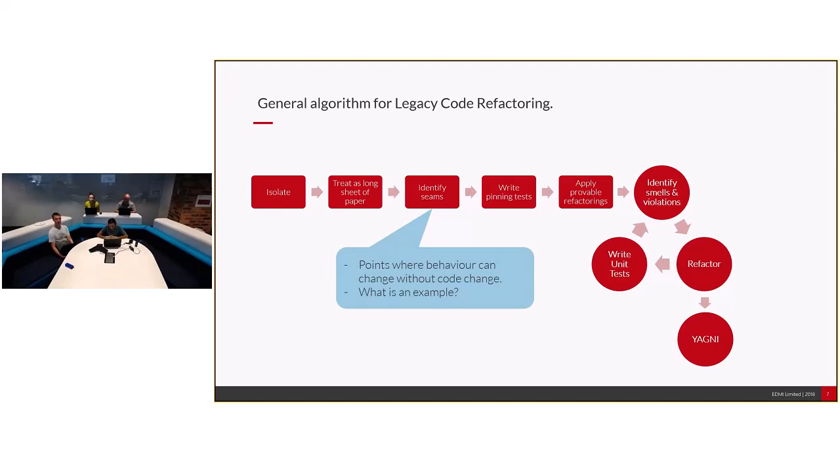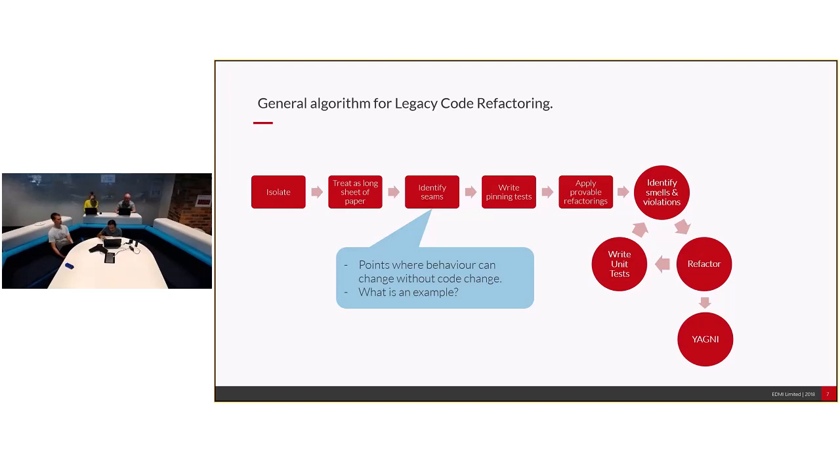These are points where behavior can change without code change. What would be an example of this? We do it every day. Any takers? This is typically the place where we call into an external system or an external library, for example through an interface. And this is the point where you can supply an alternate implementation of the interface, and you've suddenly completely changed the behavior of the code without changing the code itself. Right, so that's a seam.